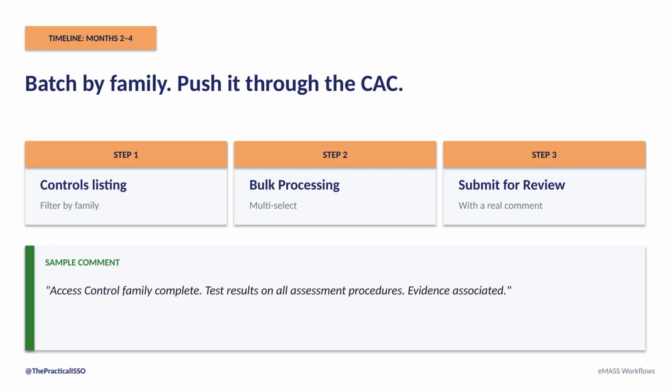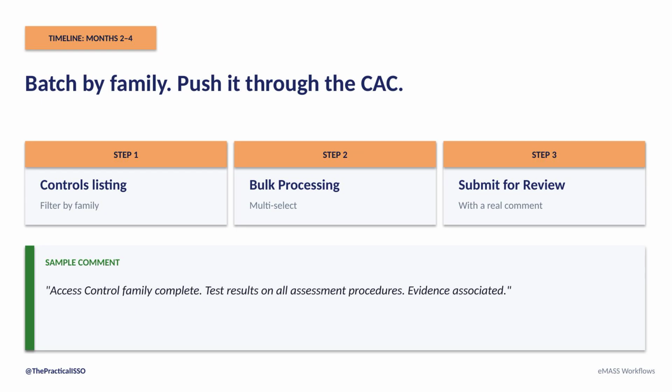Months 2 through 4, you're entering test results and building evidence. Each time you finish a control family, you push it through the CAC as a batch. From the controls listing, under bulk processing, submit for review, send it with the comment, "Access control family complete. Test results on all assessment procedures, evidence associated." Your validator works on the batch that week.